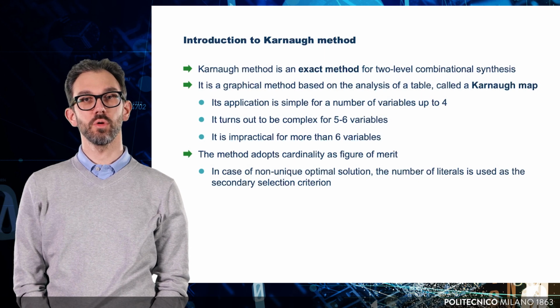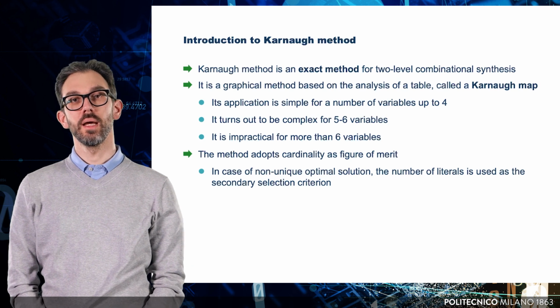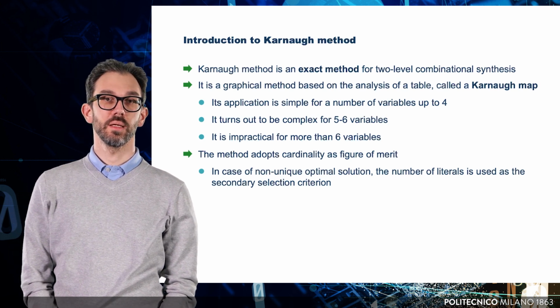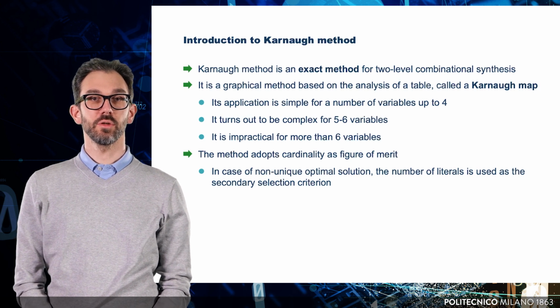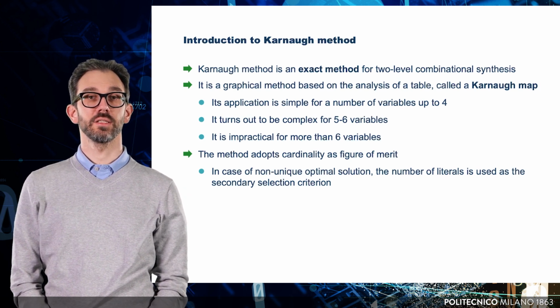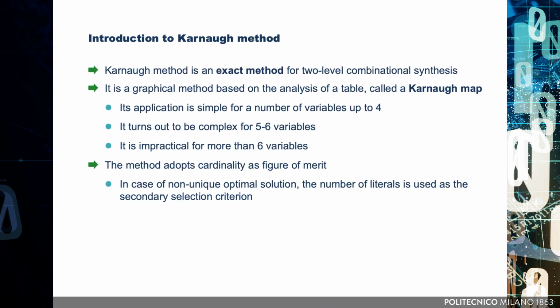The first approach for combinational synthesis we will discuss is the Karnaugh's method. The Karnaugh's method is an exact two-level combinational synthesis method. It is a graphical method based on the visual analysis of a table called Karnaugh map, making it easily usable by a human. Its application is simple for up to 4 variables, somewhat more laborious for 5 and 6 variables, and practically unfeasible for a larger number of variables, as it would require a multidimensional map.